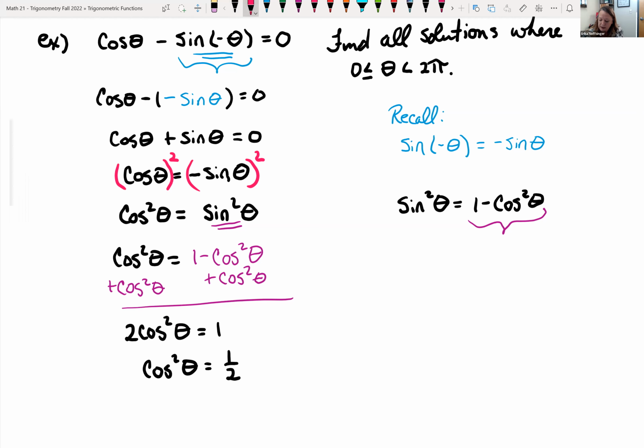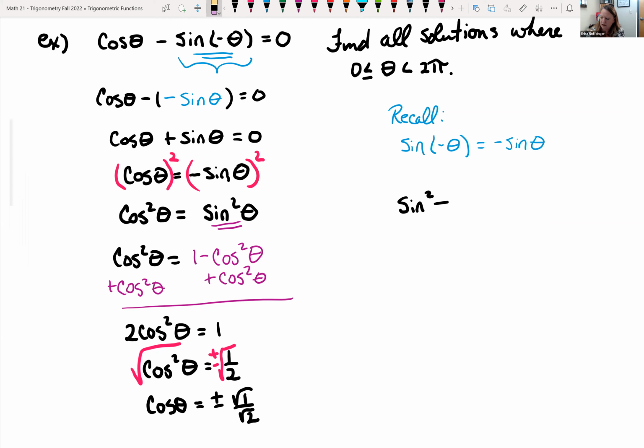Using the square root method, we have the square root of cosine squared theta is cosine theta, which is plus or minus. We take the square root of a fraction. We can take the square root of the numerator all over the square root of the denominator. So I'm going to erase the recalls over here to give me more room.